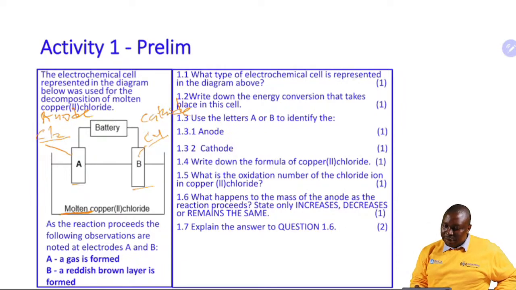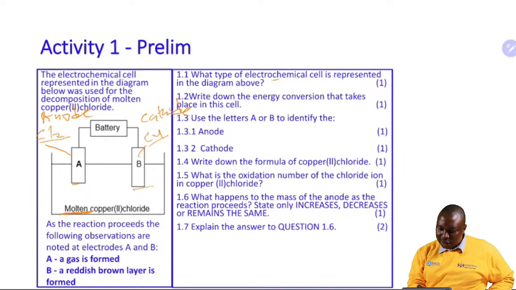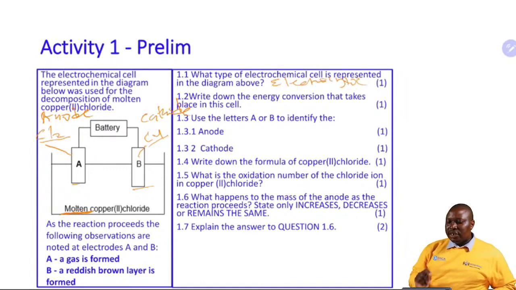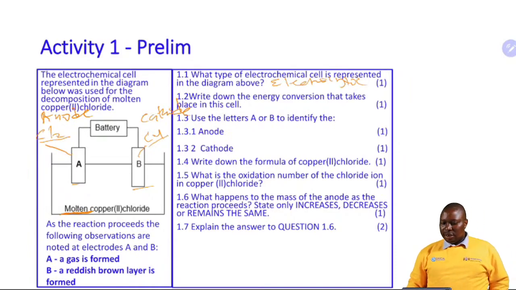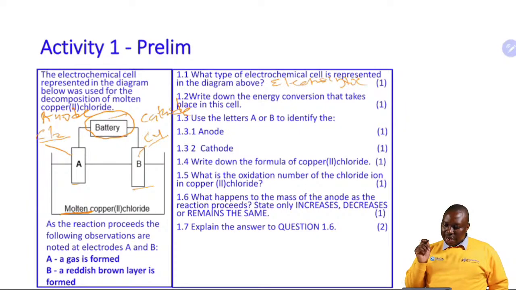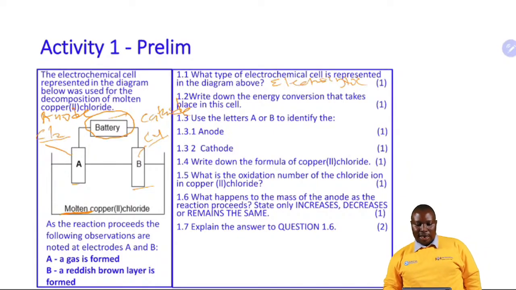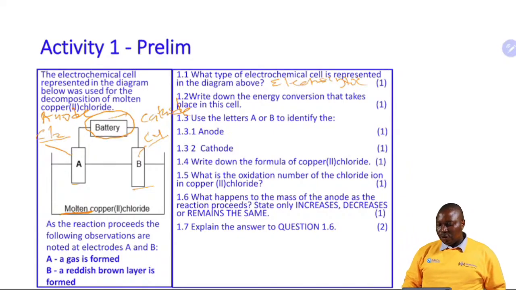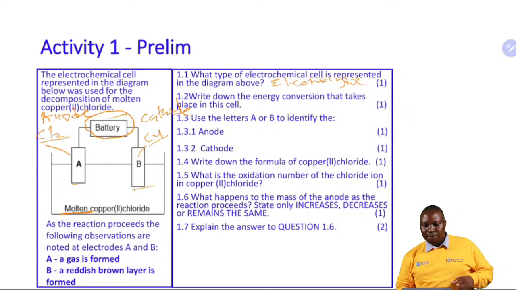Now, what type of electrochemical cell is represented in the diagram above? You are going to say it is an electrolytic cell. In other question papers, they'll ask you why you call it an electrolytic cell. It's not because the electrodes are in the same beaker. It's because we have a power source, so you have to refer to the power source, that we have a battery. That power source shows that we are going to use electricity to force the negative electrode to become the cathode and the positive to become the anode. So you are able to understand that.